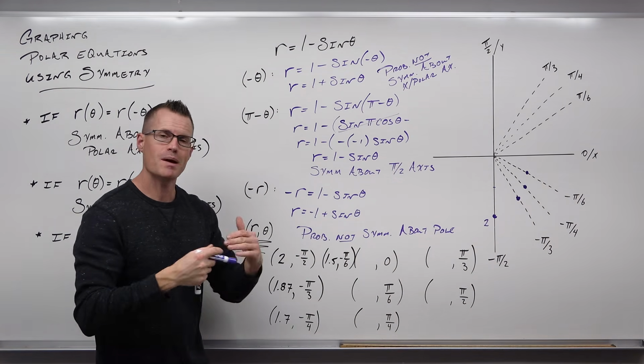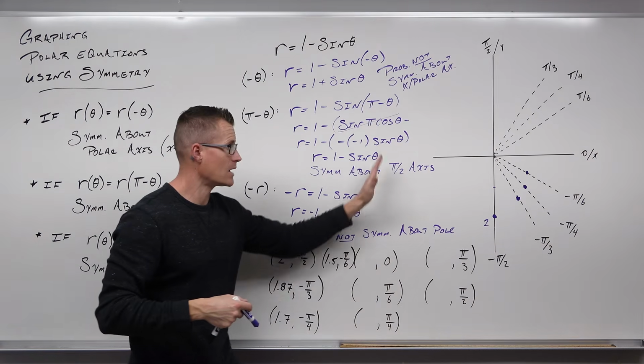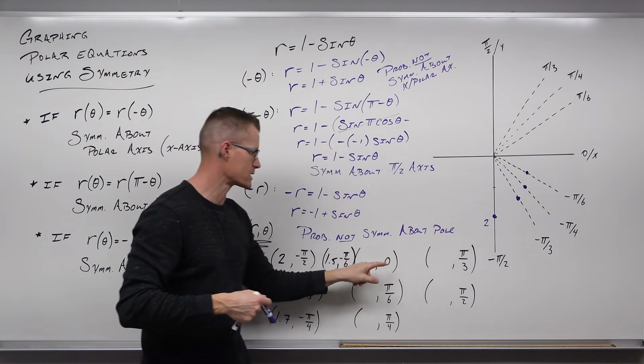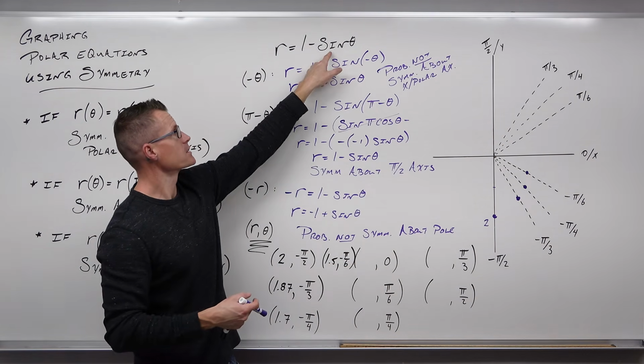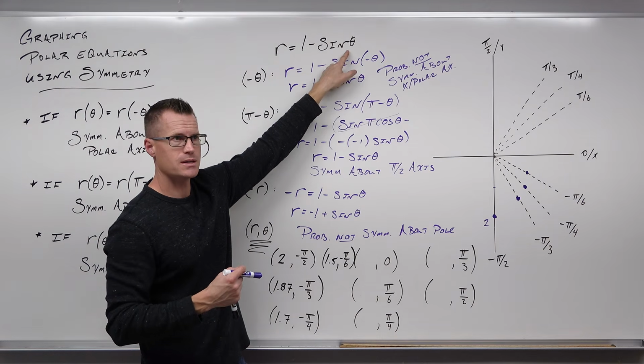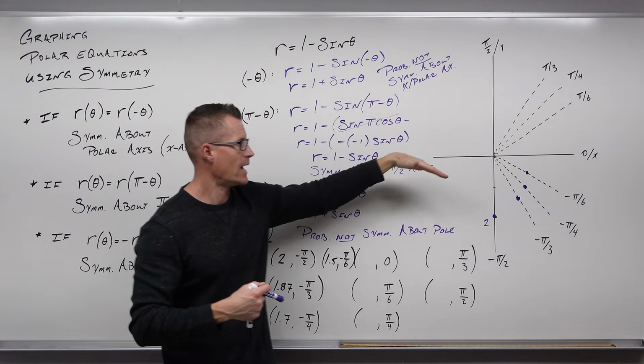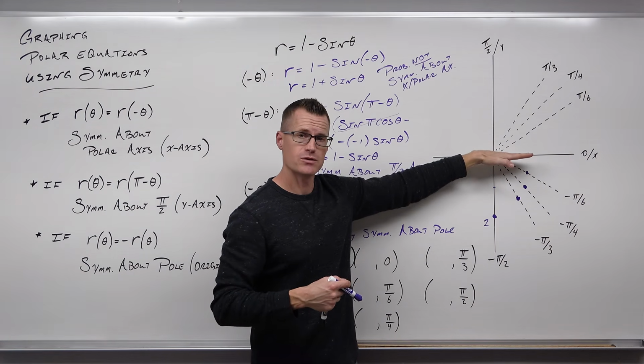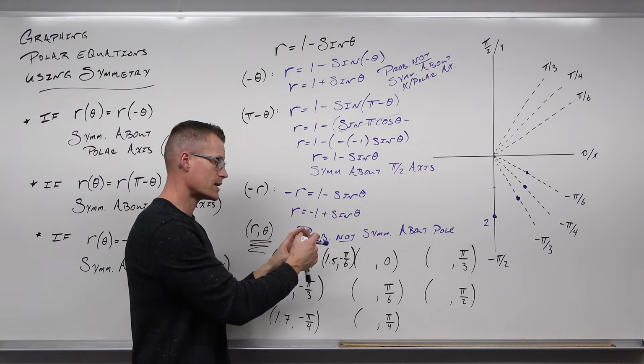How about 0? Remember, we're plugging in angles here. That would be an angle of 0. That's on the polar axis. So let's take 0, let's plug it in. Sine of 0 is 0. 1 minus 0 is 1. So at an angle of 0, the distance from your pole is 1. That's what r, theta is telling you.